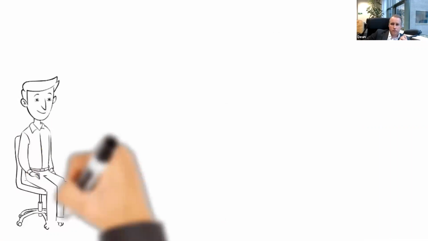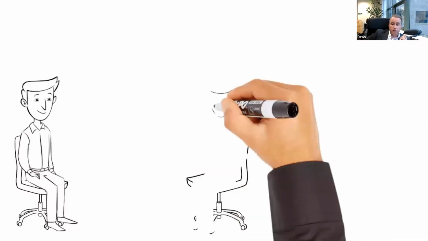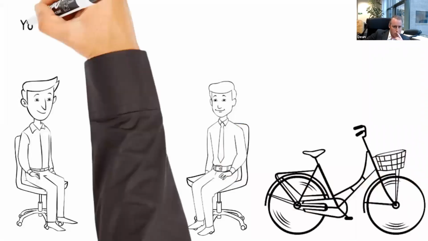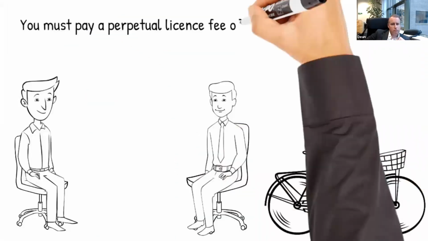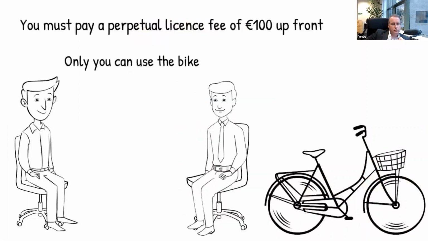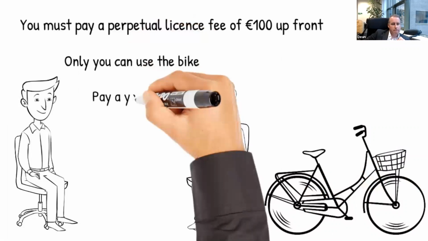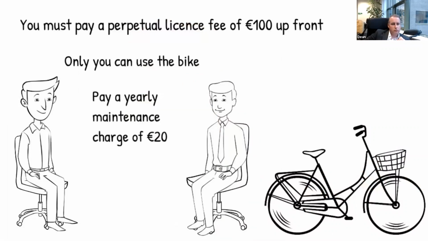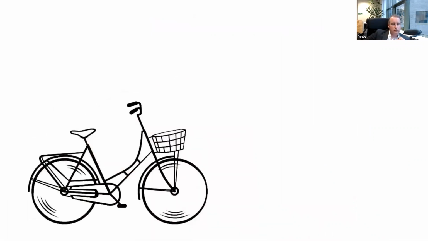John agrees to this arrangement and grants Paul a perpetual license to use the bike on the condition that he pays a perpetual license fee of €100 up front, limits the use of the bike to himself, and pays a yearly maintenance charge of €20. All goes fantastically well in years 1 and 2, and Paul dutifully pays his maintenance fee and abides by the terms and conditions of the license.